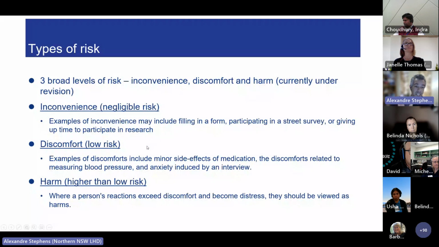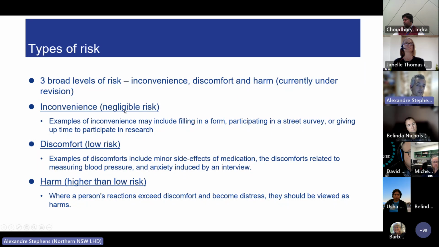In the national statement, currently there are 3 broad levels of risk, which are defined as inconvenience, discomfort, and harm. Just to note that this is currently under review or revision, and what I've heard is potentially risk will take on more of a spectrum form where there'll be low risk on one end of the spectrum and then high risk on the other. But currently we've got 3 broad levels of risk.